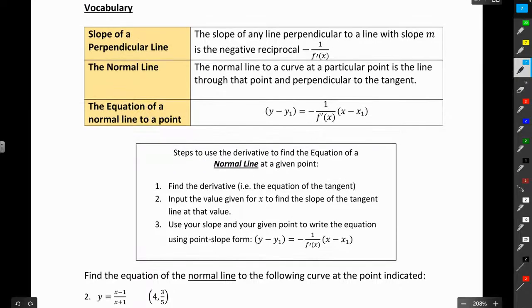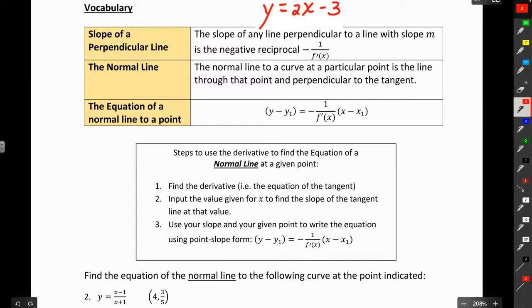Now that first page should have been review. Now we're moving into something just a little bit new. You should remember it though from your algebra days. The slope of a perpendicular line. The slope of any perpendicular line to a line with slope m is the negative reciprocal of that.